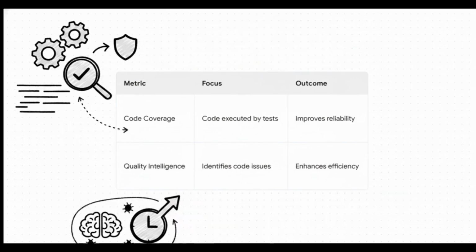To finish off this dial, we need to take a deep look at code health. Code coverage assesses the exact percentage of your code that's actually being executed by unit tests. It's an absolute lifesaver for spotting testing gaps and bumping up your overall code reliability. And to partner with that, we use quality intelligence. This provides proactive insights that identify potential code issues before they ever have a chance to derail the project. It's a massive boost to your overall development efficiency.